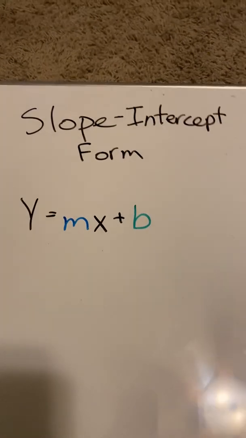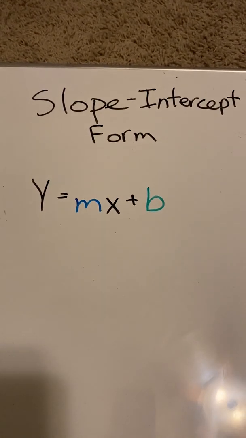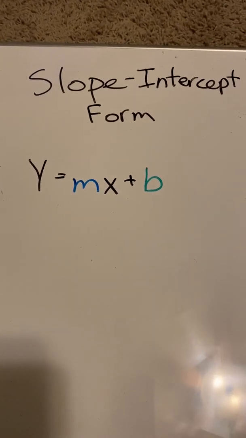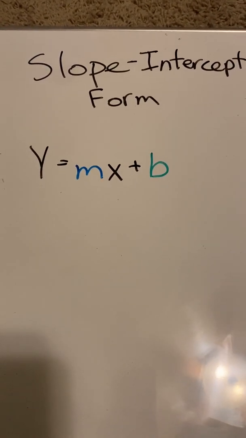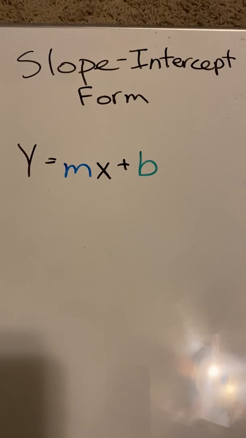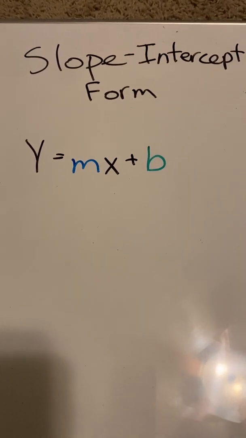Okay, let's talk about slope-intercept form. It's one of the equations for graphing. This is the one that we're going to use the most because it's the easiest to graph when it's set up in this form. y = mx + b, right?